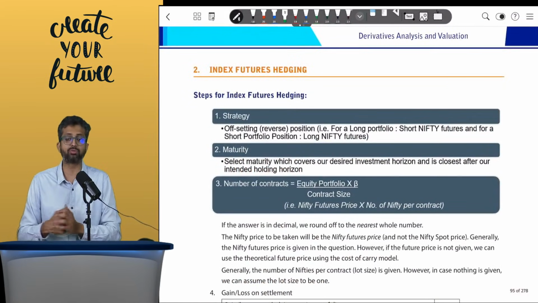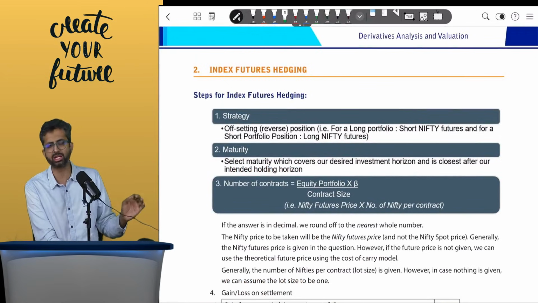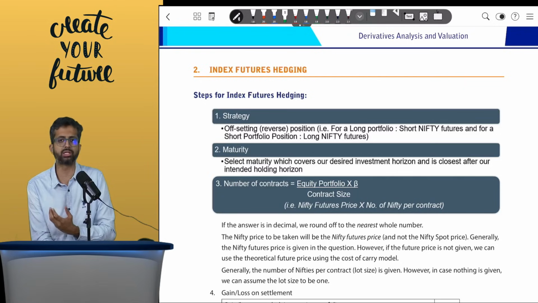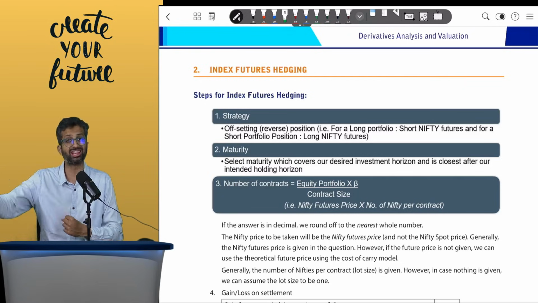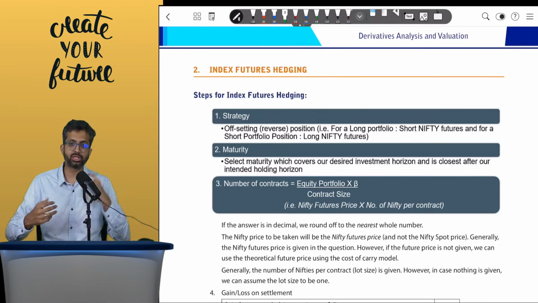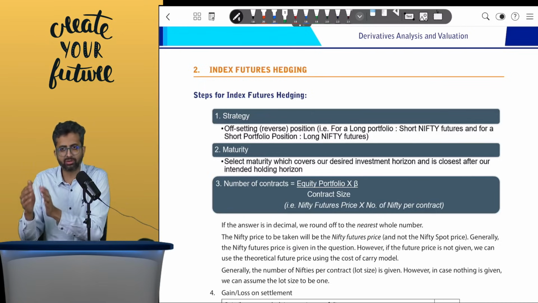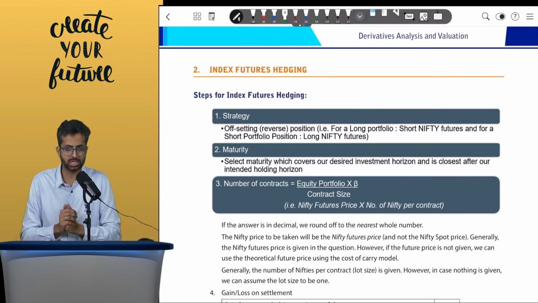When you look at the strategy for index future hedging, again the strategy is same as the currency futures. First, you will identify the strategy, that is, if you are long the portfolio, that is, you bought the portfolio, you take the opposite position, that is, you will sell, that is short. How many index futures and which index futures to short? Well, the index futures that cover your intended horizon that you want to hedge, let's say 3 months, and they cover for at least 3 months.